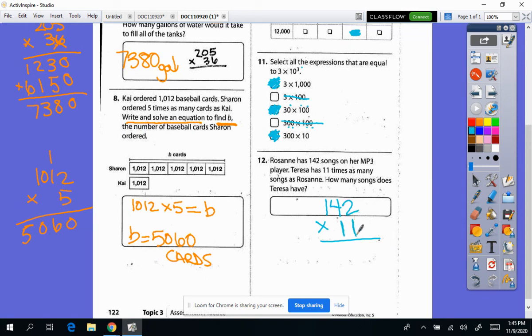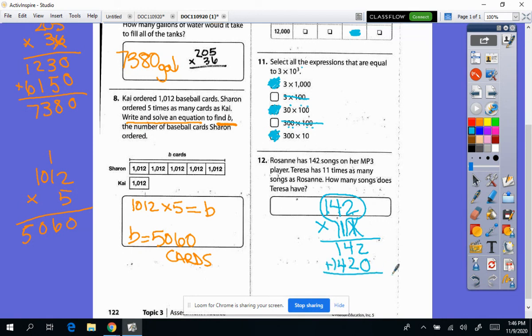Just going to go through and multiply this 1 in the ones place. 1 times 2 is 2. 1 times 4 is 4. 1 times 1 is 1. Or you can think about it like 1 times 142, which is still just 142. So I'm done in the ones place. I'm going to move to the tens. I drop a 0. And like I just said, 142 times 1 is itself, 142.